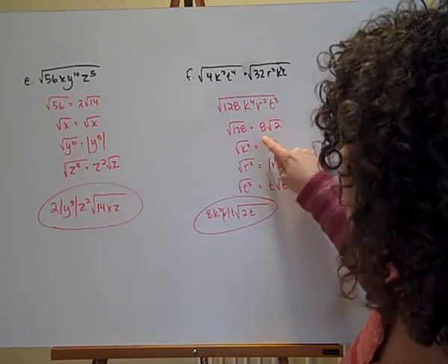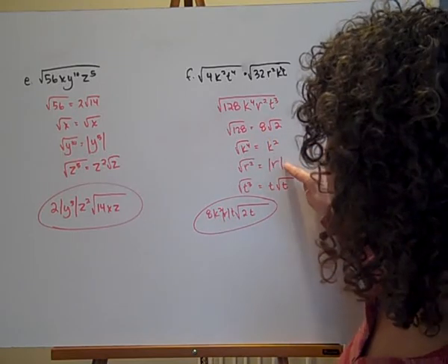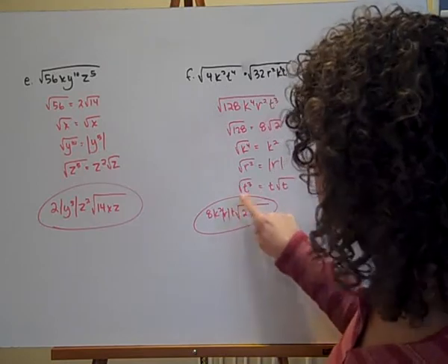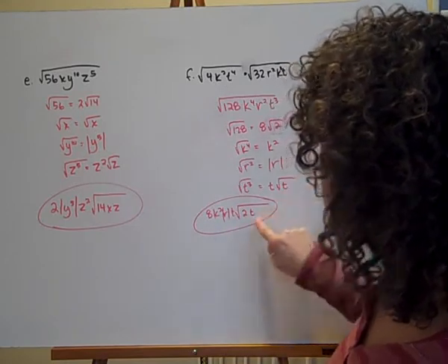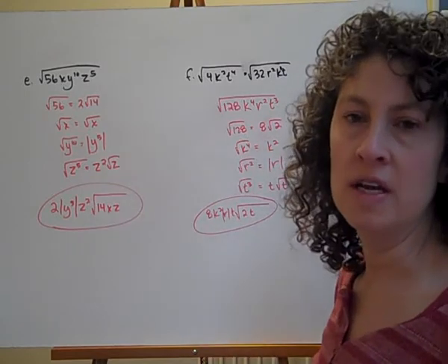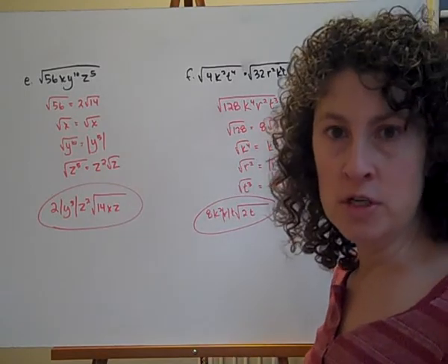All right, so let's put this all back together here. I've got 8k squared and absolute value of r and t on the outside of my radical symbol, and inside my radical symbol I have 2t. So each factor one at a time, we are finding its simplified version in radical form.